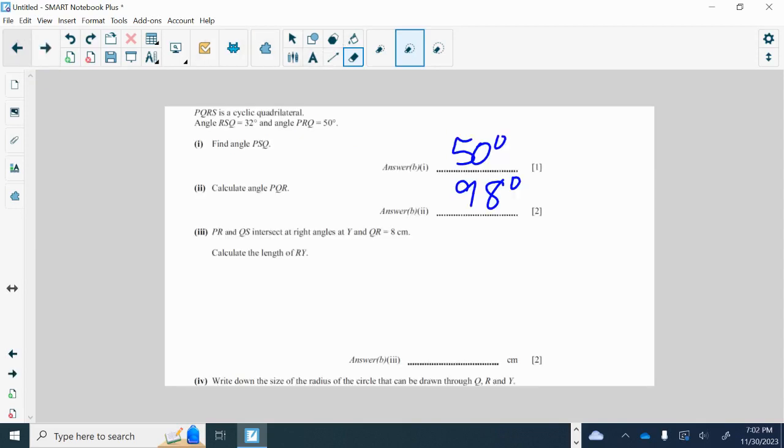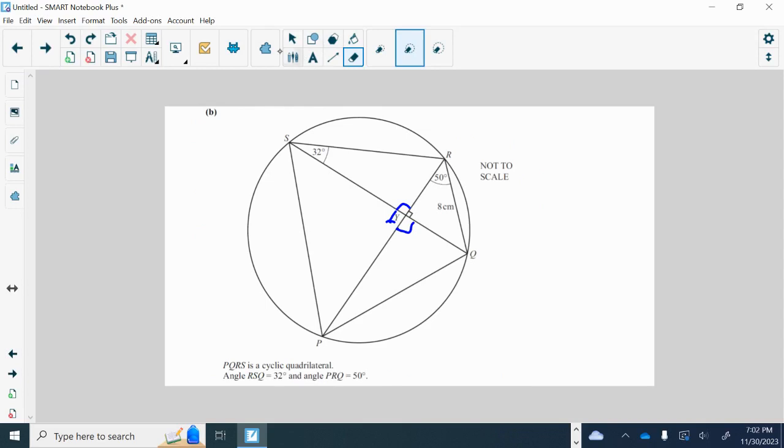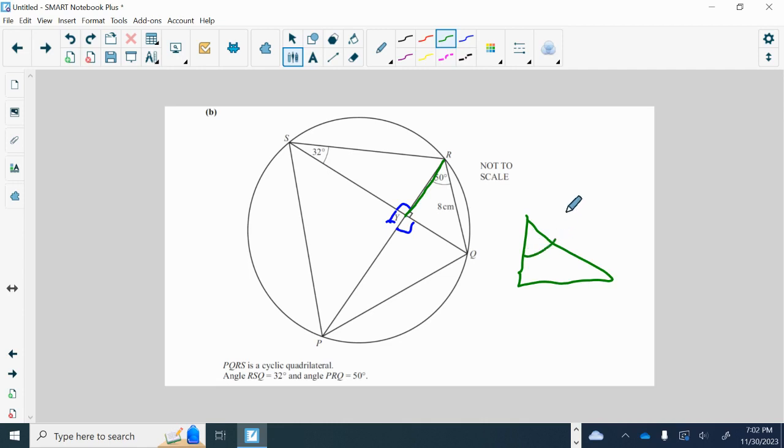Oh my god, what's going on? Right, so RY is here. Oh, it's Pythagorean. That's not. Sorry, it's SOHCAHTOA. So we got a little baby right angle triangle. There it is. So that is 50. This is 8. And we've got to find this. I'm going to call it X. Why not? So SOHCAHTOA.